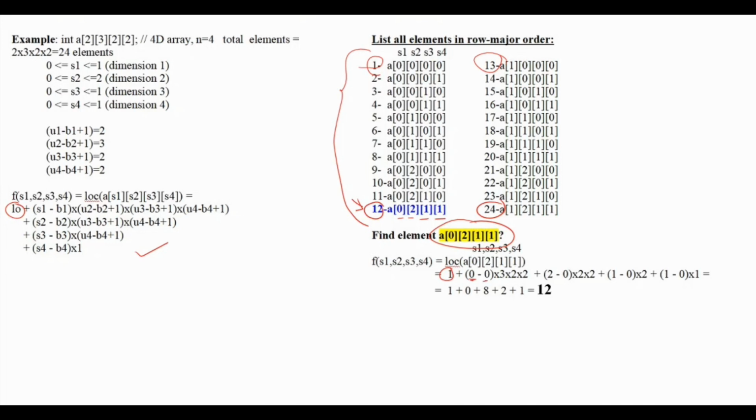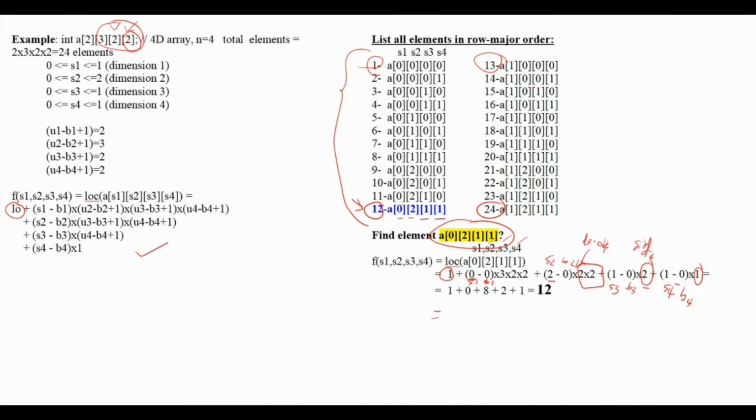That is your S1 minus B1, 0, times the sizes of the second, third, and fourth dimension, which are this, 3, 2, and 2. So we say 3 times 2 times 2, plus this is your S2 minus B2. So again, this one here is your S1 and B1. And this is the product of the size of the third dimension and the fourth dimension. So that's 2 times 2. So we have here 2 times 2. Plus this is S3. S3 is 1 minus B3, which is 0, times this is the size of the fourth dimension, which is 2. Okay, so that's 2 plus, this is your S4, 1 minus B4, 0 times 1, the last.